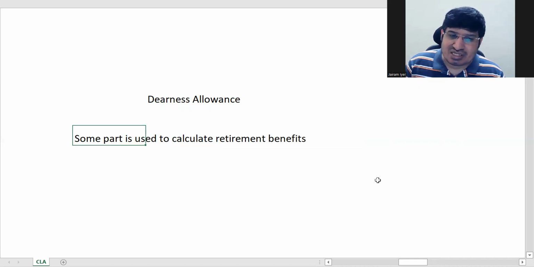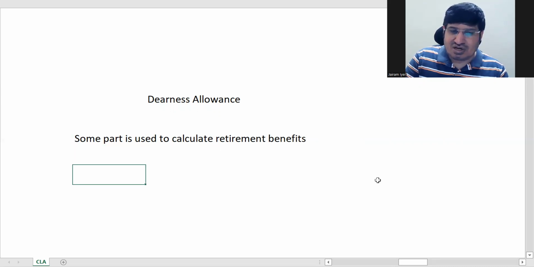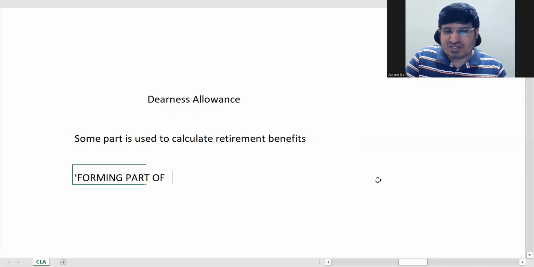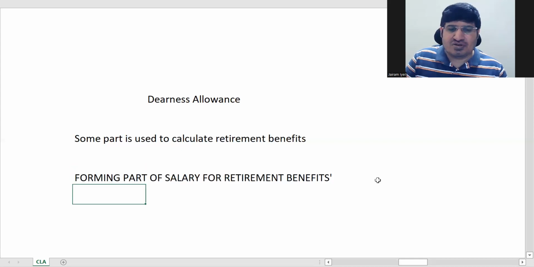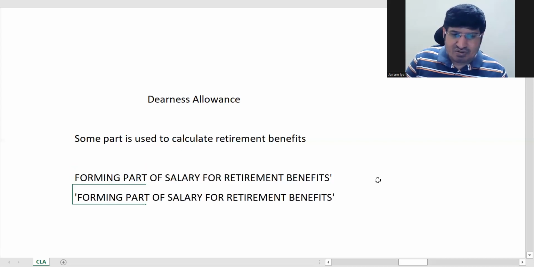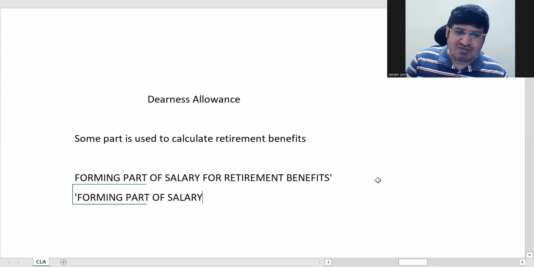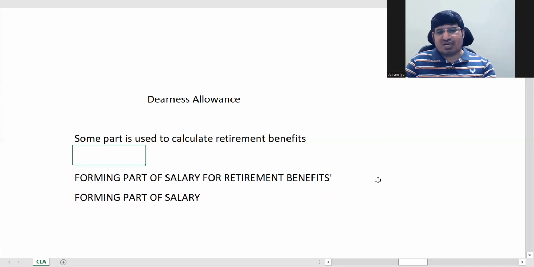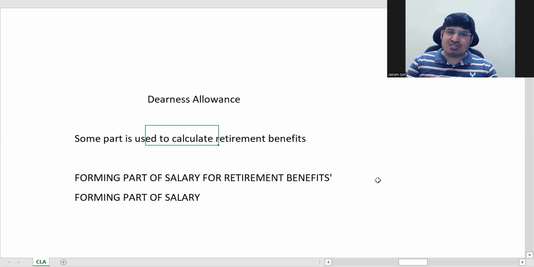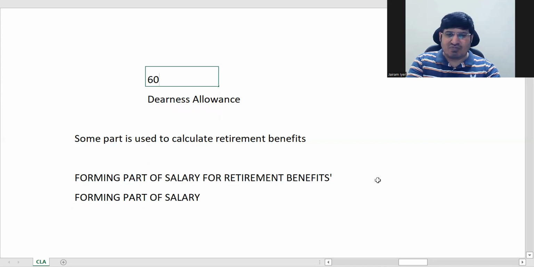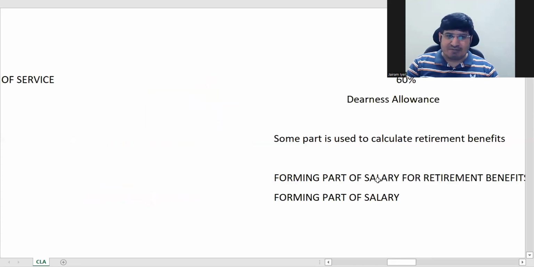Okay. So in short, we use the term forming part of salary for retirement benefits. We say this, but normally you don't use the word for retirement benefit. You just say forming part of salary. It means forming part of salary for retirement benefits. Okay. So in certain cases, if say 60% is forming part of salary for retirement benefits, so in some meaning of salary, okay, you have to use 60. You have to use what forms part of salary for retirement benefits. Okay. So I will explain this as we go ahead.